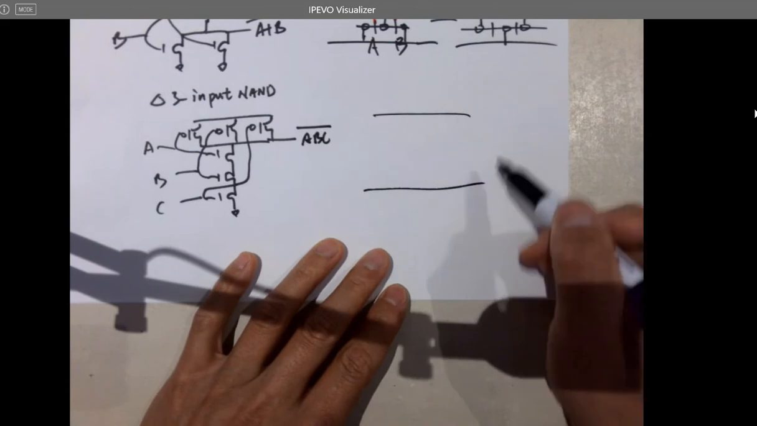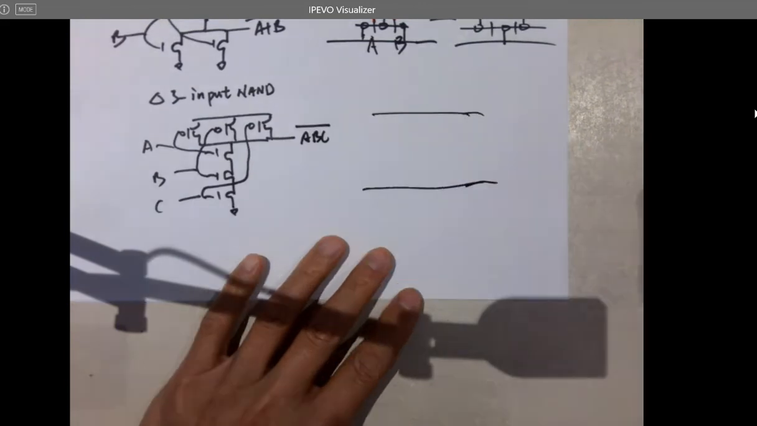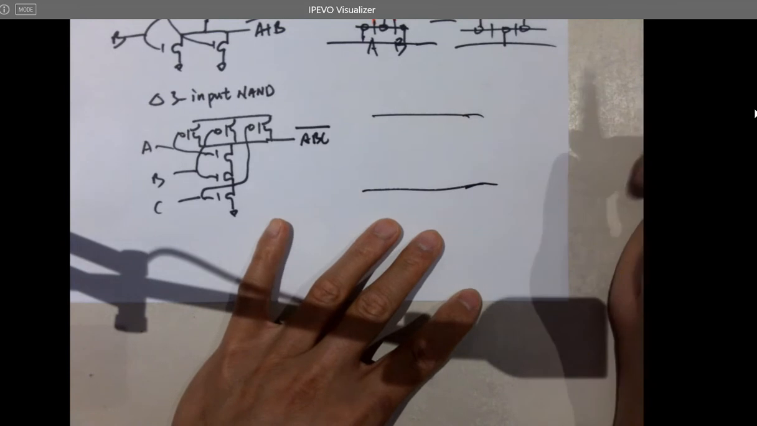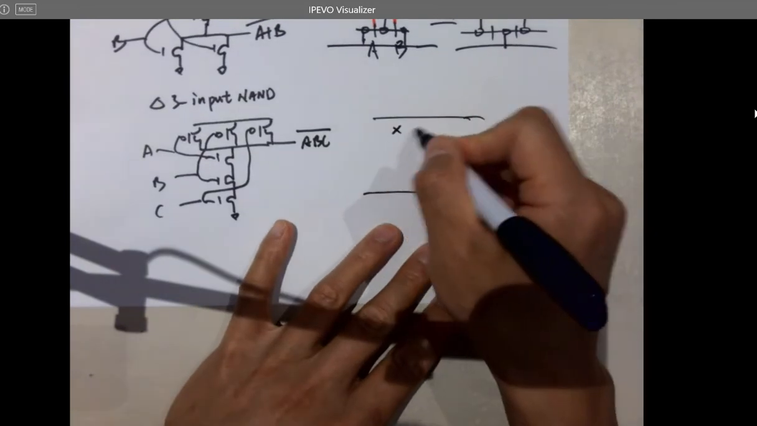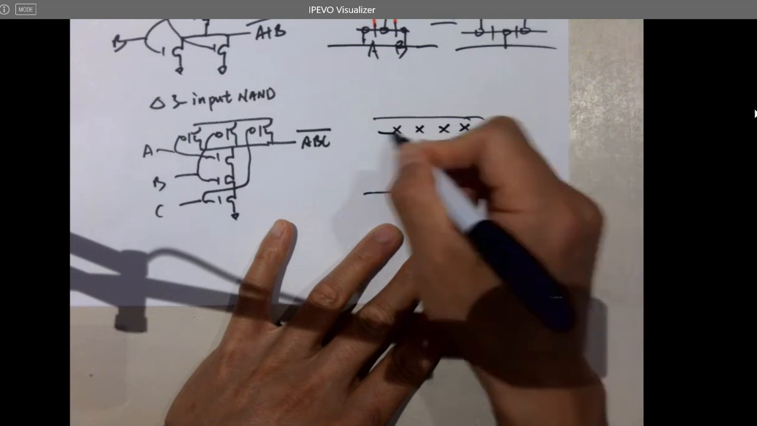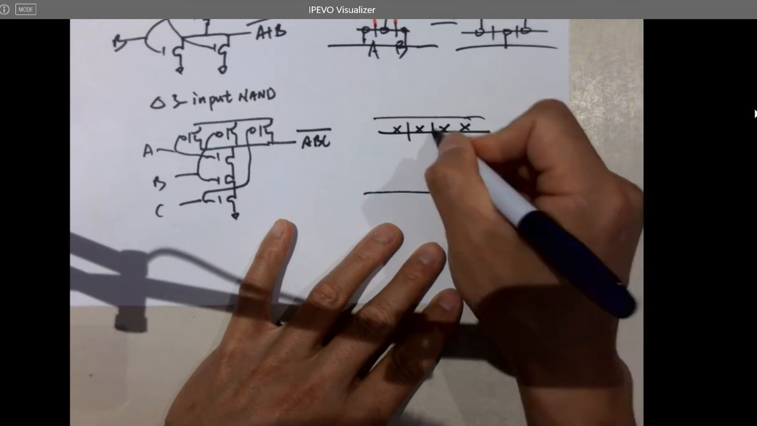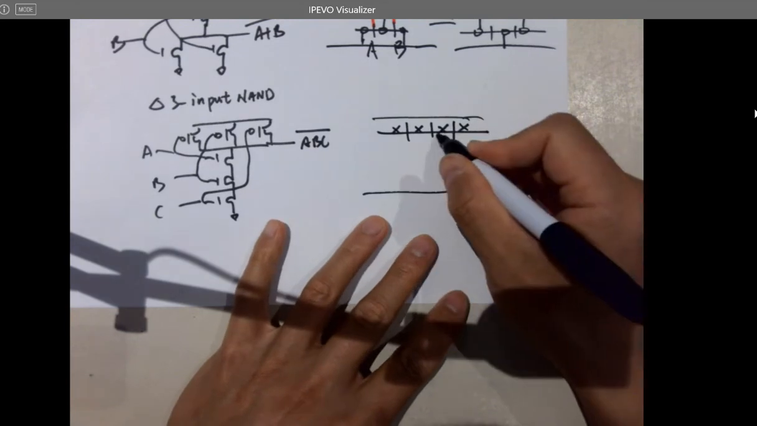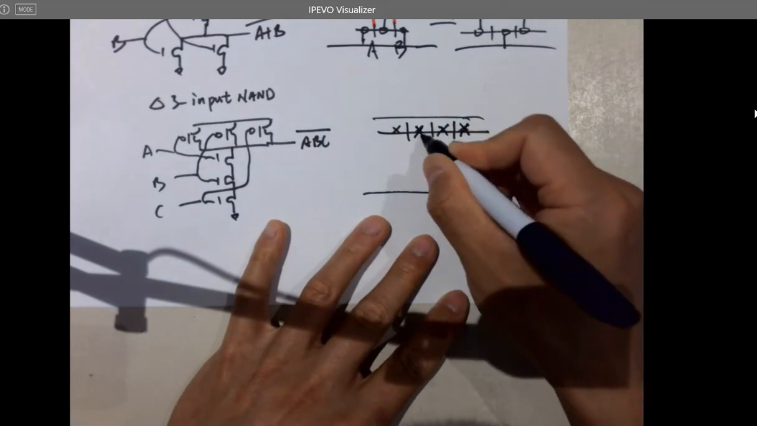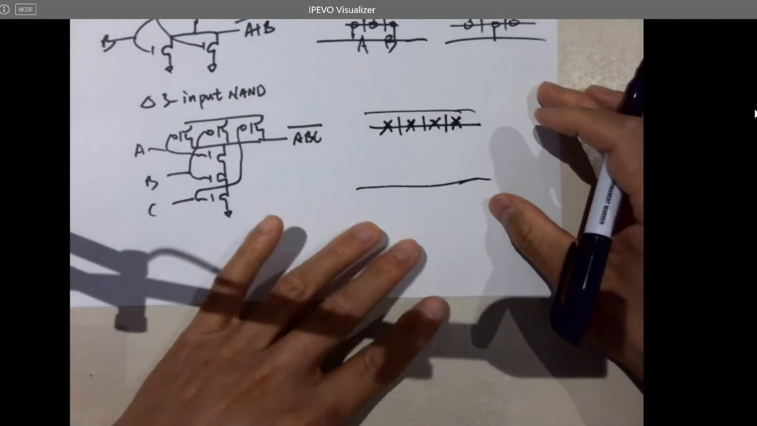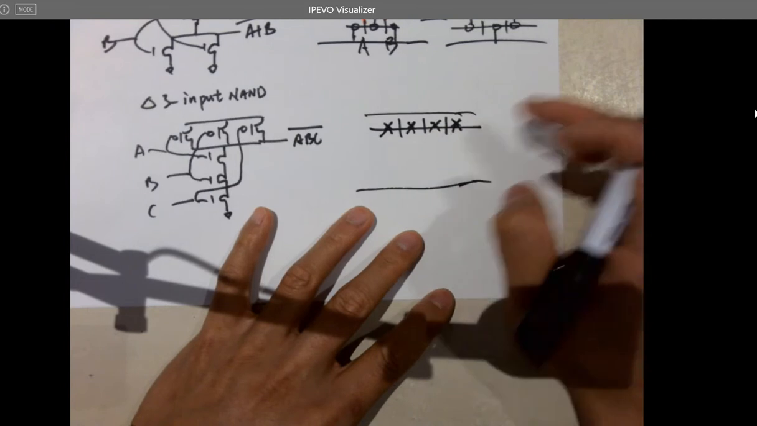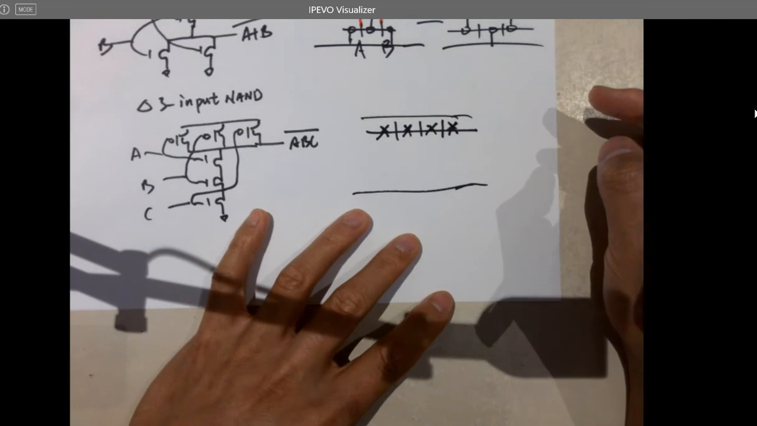Still 2 rails, no exception on that. VDD and ground. All right. So 3 transistors, how can I tell? I got 3 transistors, how can I tell there are 3 transistors on the top? Yes, 3 gates.